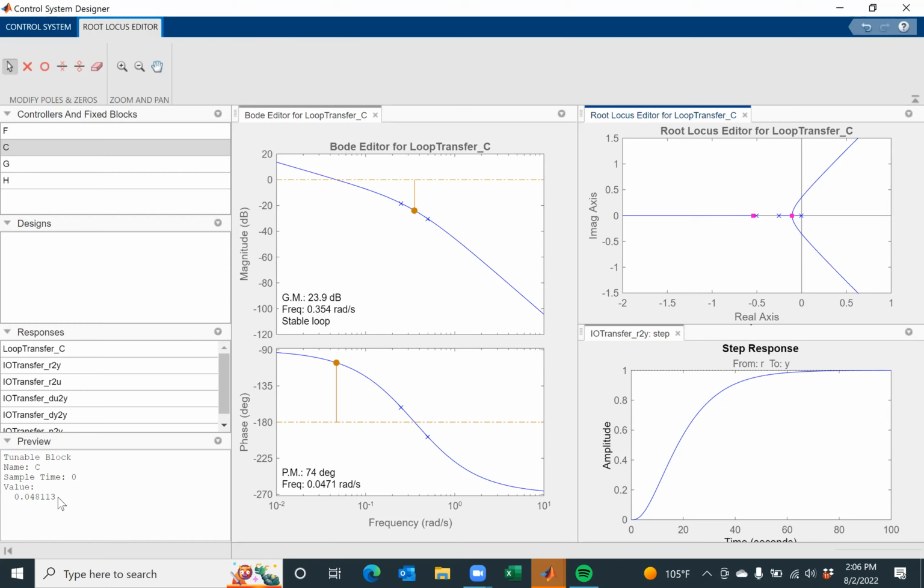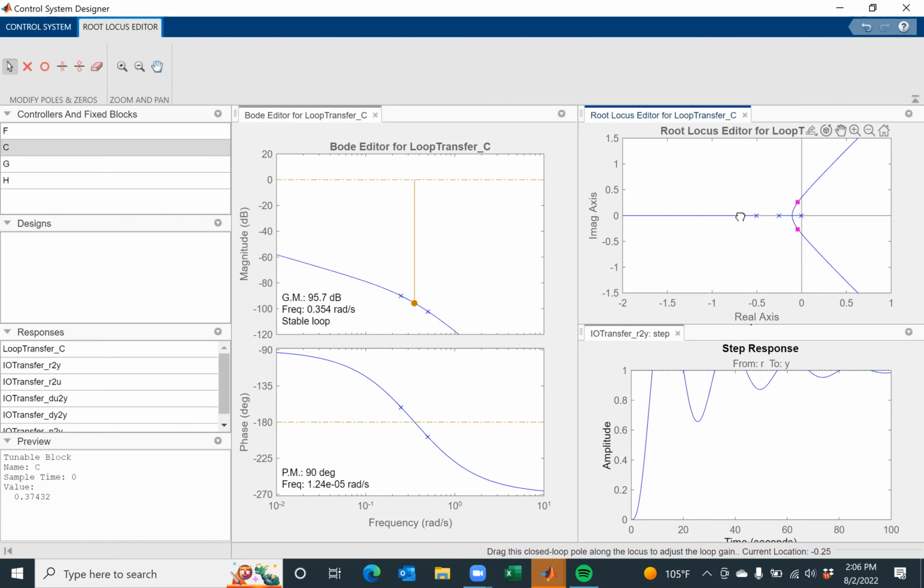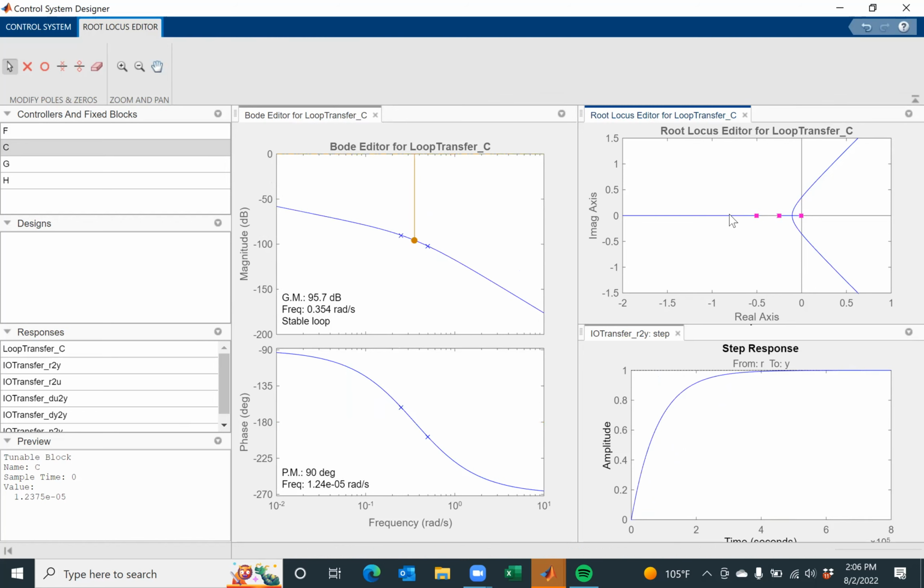The next part is to determine the range of K for which the closed loop system is stable. Can someone tell me how I find out the range of K? Let's say my value of K is equal to zero. Bear with me. Do you agree with me that this is where I start? In-person students, online students, do you agree with me? Check this out here: the K value, tunable block in preview, left-hand side, bottom-most block. If my K value is equal to zero, do you see that the system is stable?